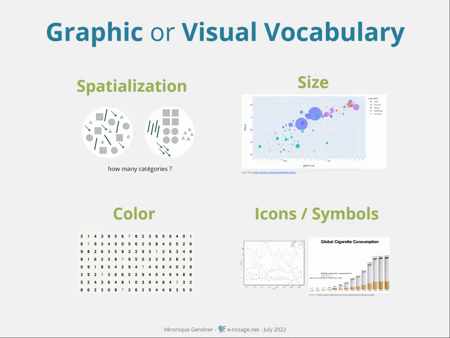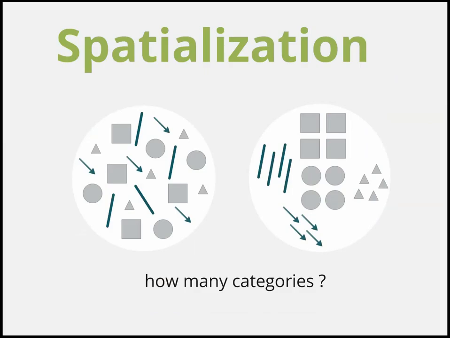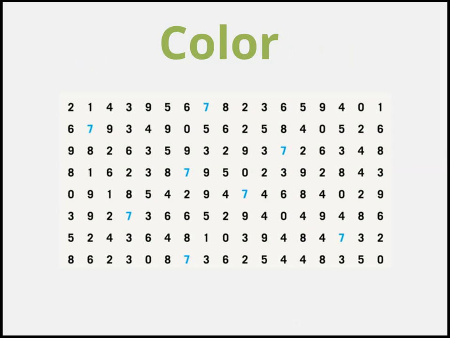The graphic and visual vocabulary has 4 main items: spatialization, color, size, and icon or symbols. Here is an example that shows how spatialization is important for reader to recognize categories. And recognizing categories is essential both for analyzing and understanding data. Here you can see how color can make some elements stand out, which means you can use color to help readers see categories or relations for elements that are not spatially connected.